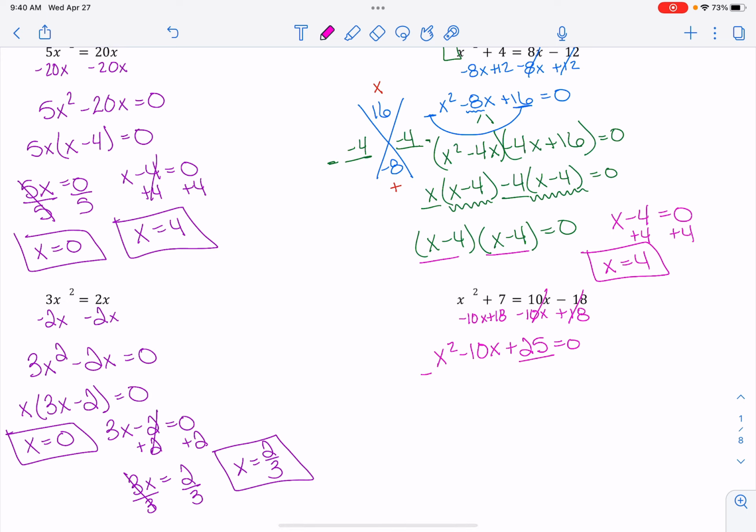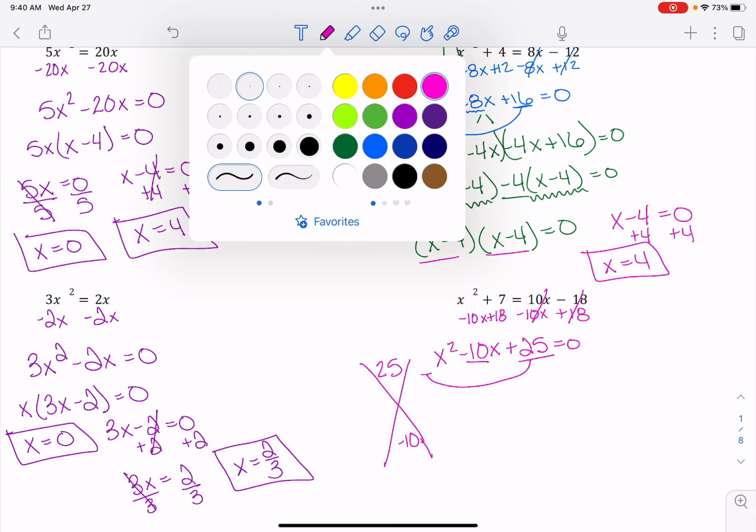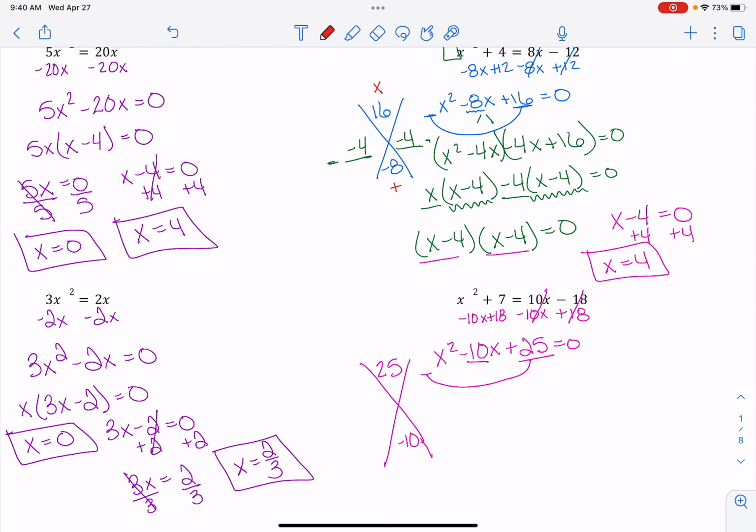So again, we have to multiply those first terms and last terms to get the top of our x, which just gives us 25. And this negative 10 goes in the bottom. Two numbers that multiply to give us 25 and add to give us negative 10 are negative 5 and negative 5.